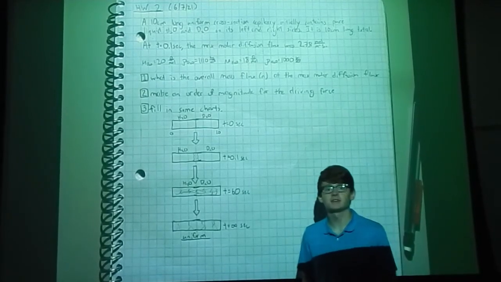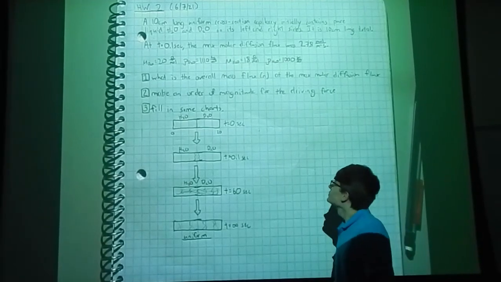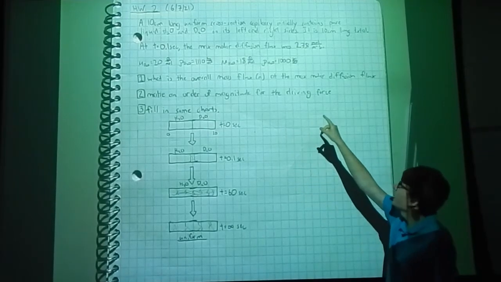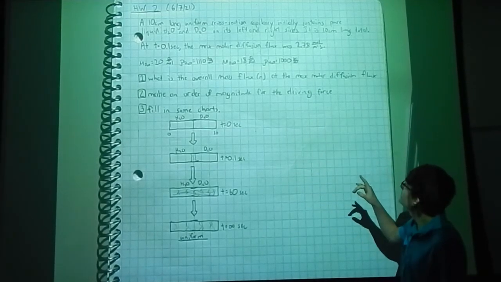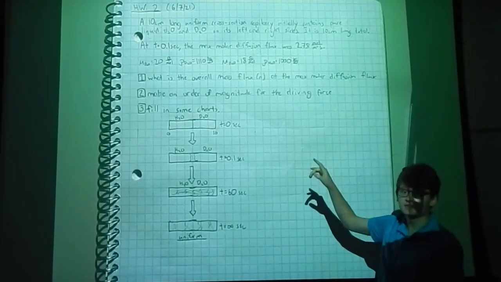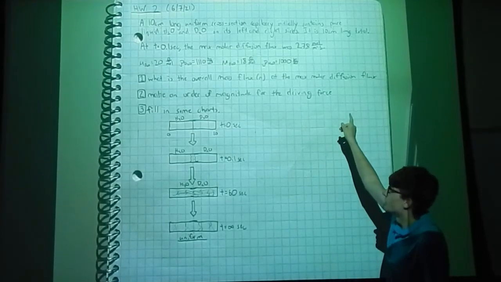I'm going to go ahead and get into it and start explaining some of the basics of this problem to you. First off, we have a 10 centimeter long uniform cross-section capillary, and it initially contains pure liquid water and deuterium on its left and right sides respectively. And this thing is 10 centimeters long.